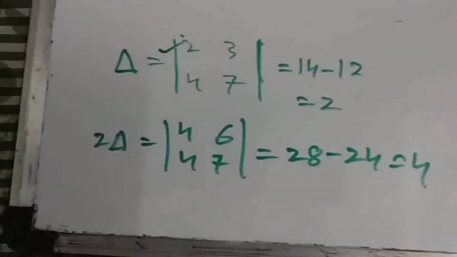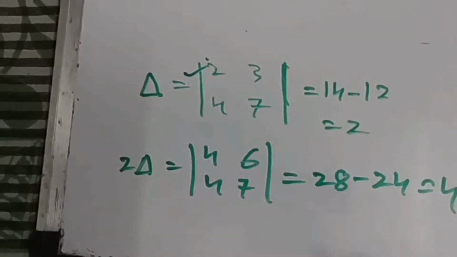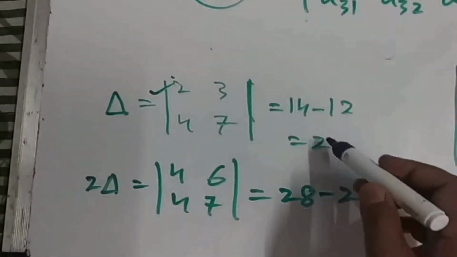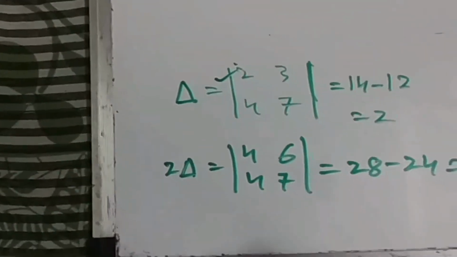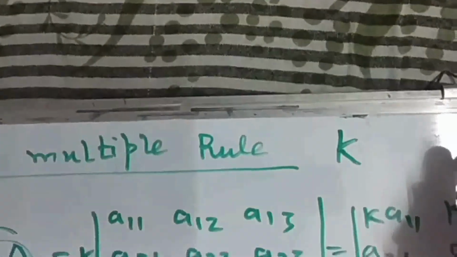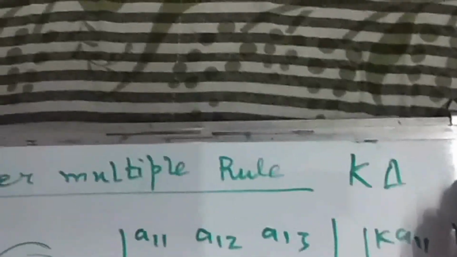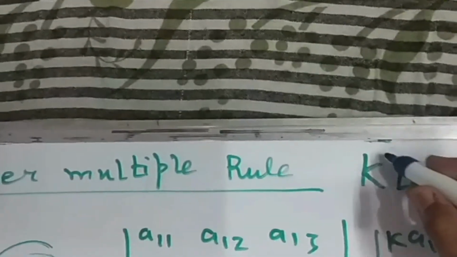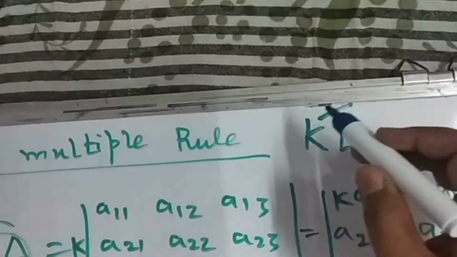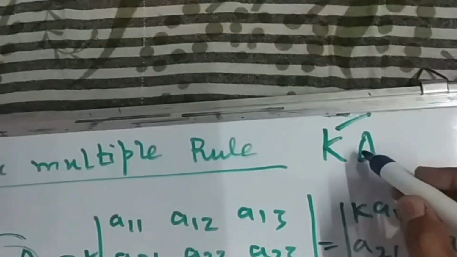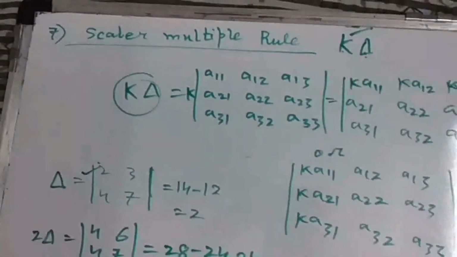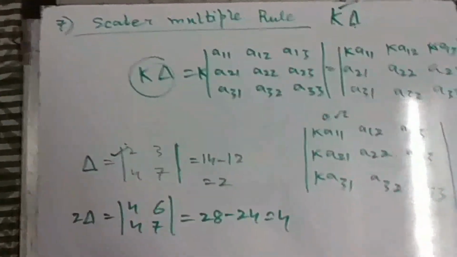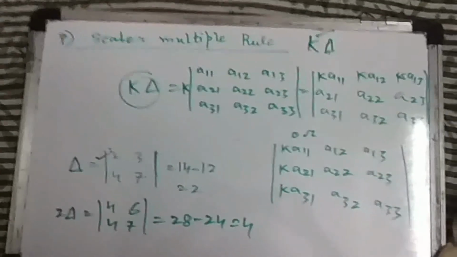So this time I have multiplied in the first row. Then again you see the value of the determinant has doubled because I have multiplied 2 here. Okay, so here the scalar multiple rule is like that: if you are multiplying k with any row or any column, the determinant will also be multiplied by k. Determinant will be k times. Okay, so this is the scalar multiple rule. I will discuss something related to this scalar multiple rule in the next video.